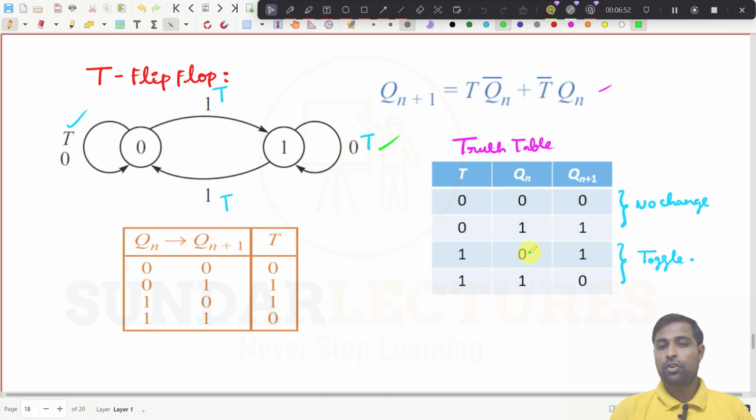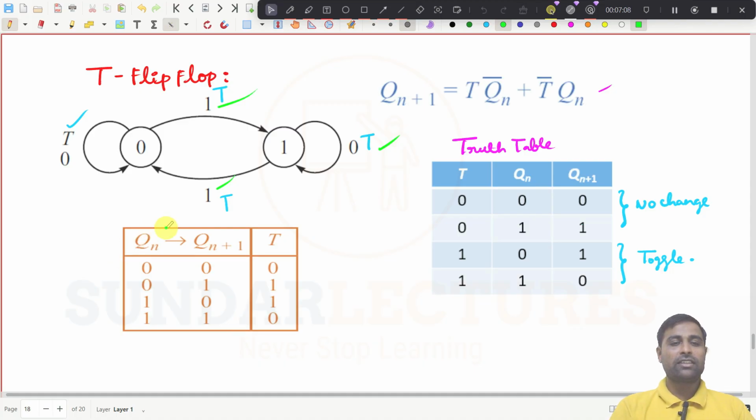And if present state is 0, next state should be 1. And what should be the value? T is equal to 1. And if present state is 1, next state should go to 0. And what should be the value of T? It should be 1. Right?